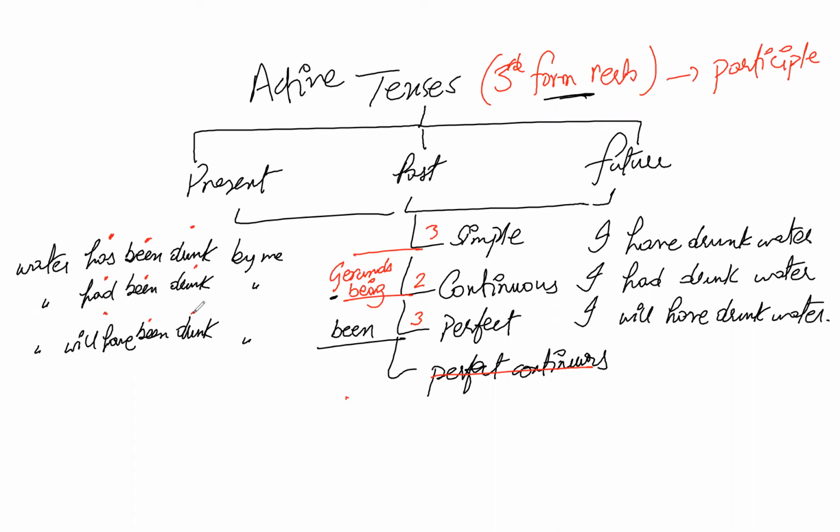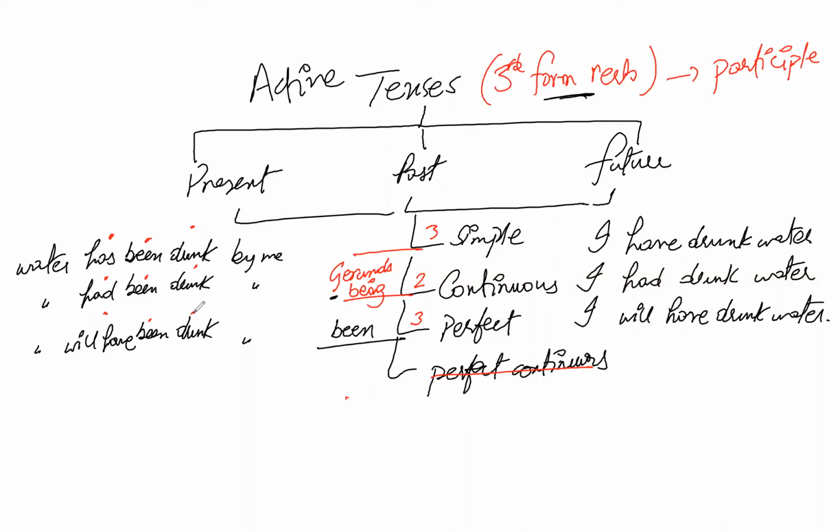Obviously these structures can either be negative or interrogative. So the only thing that is going to make a difference is, for example, if it were a negative, the statement in the active would be "I have not drunk water", to which the replacement would be "water has not been drunk by me". So the only thing that you have to include is the word "not", which describes the negative, right?